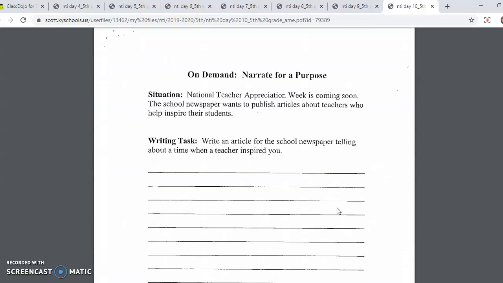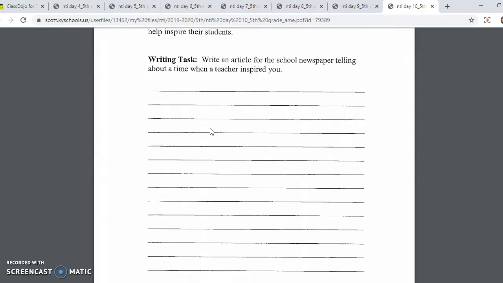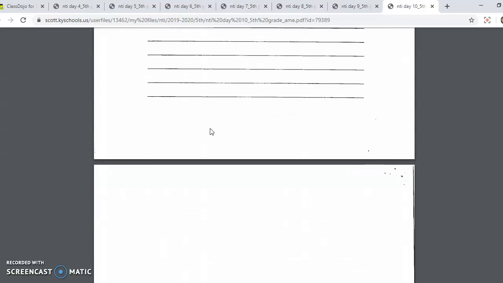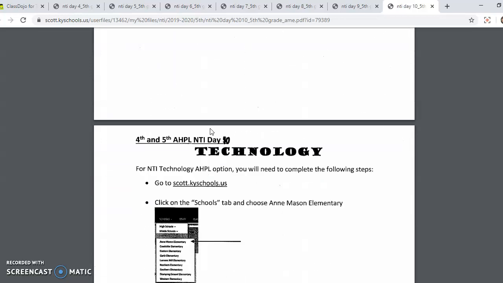Okay, then for your writing, it says that you are narrating for a purpose today. So your situation is National Teacher Appreciation Week is coming soon. The school newspaper wants to publish articles about teachers who help inspire their students. The writing task is that you write an article for the school newspaper telling about a time when a teacher inspired you.